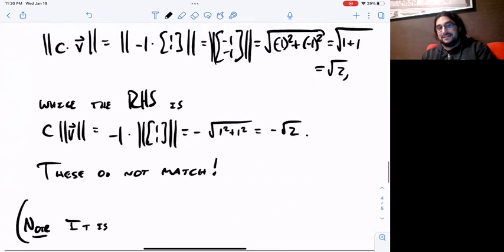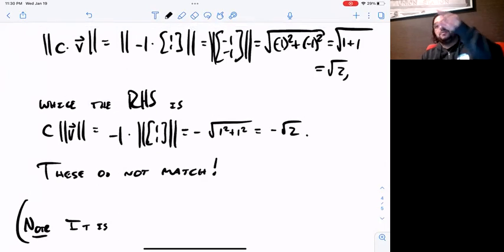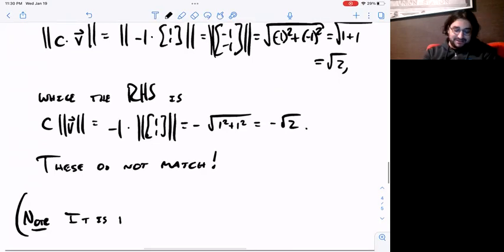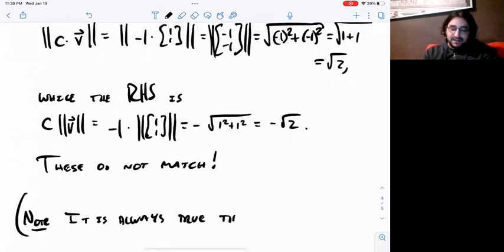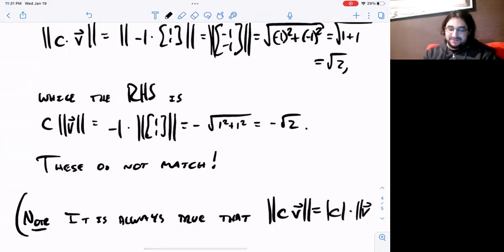Magnitude is always non-negative. It can't be negative. Whereas if you pull out the C, if C was negative, then you get a negative number because the C is on the outside of the magnitude. So it's almost true, right? It is always true, just a comment, that the magnitude of CV equals the absolute value of C times the magnitude of V.